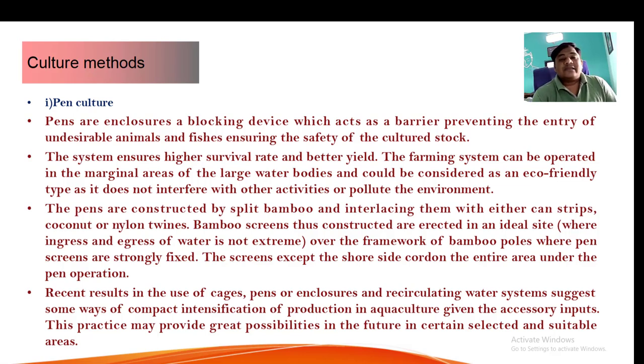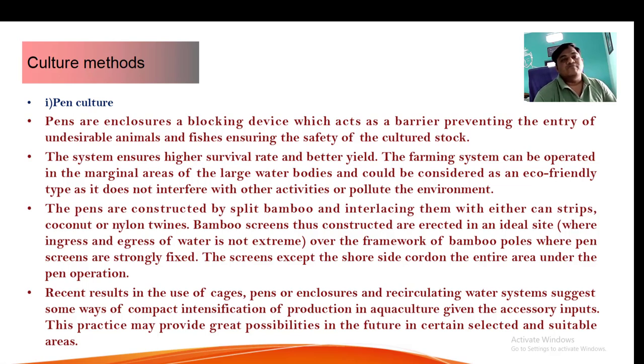And the pens are constructed by split bamboo, interlacing them with either cane strips, coconut, or nylon twigs, or whatever local material is available for the interlinking. Okay, so fish farmers or fishermen can easily use the local material also. Bamboo screens thus constructed are erected in an ideal site where ingress and egress of water is not extreme. So it is a very important criterion for pen culture. That site should be selected for pen culture.